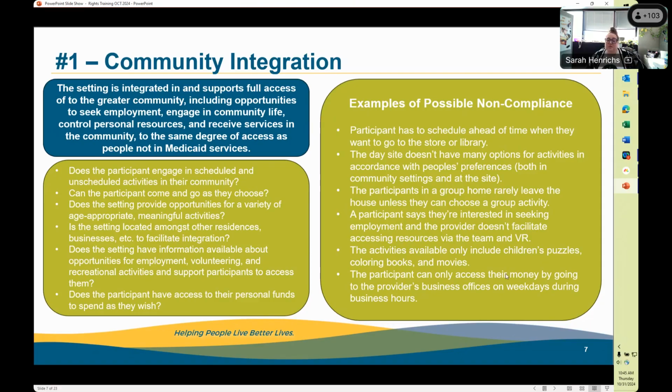Does the participant come and go from their home or, you know, another services setting as they choose? Does the setting provide opportunities for a variety of age-appropriate and meaningful activities? Is the setting located amongst other residences or businesses to facilitate integration?